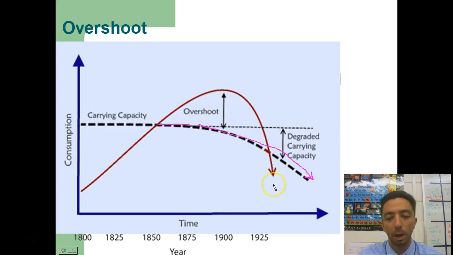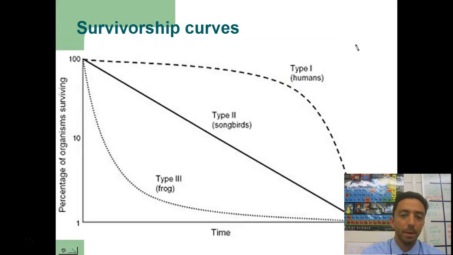And so you get this really abrupt, sharp crash because you've degraded the carrying capacity. That's a big fear with the human population right now, is we're not sure if we're in overshoot, if we have the resources to sustain us. We kind of are artificially sustained by technology and how globally connected we are, how we can bring resources from one ecosystem to the next.